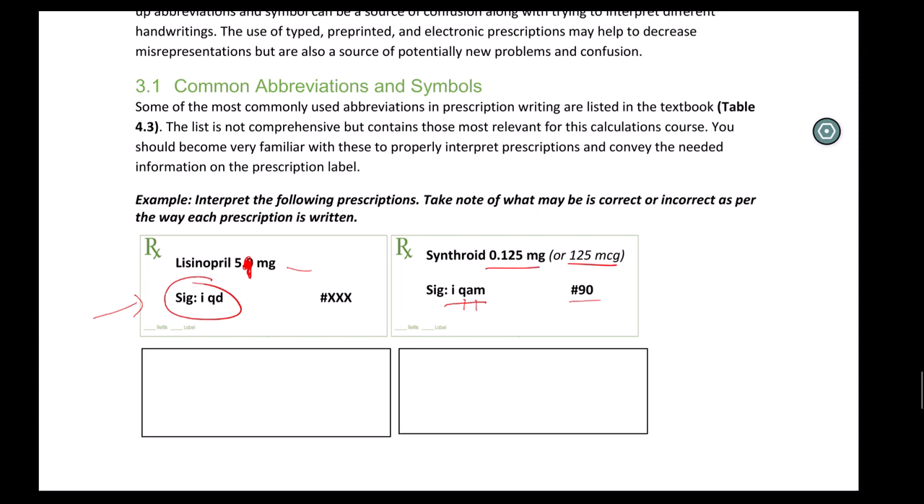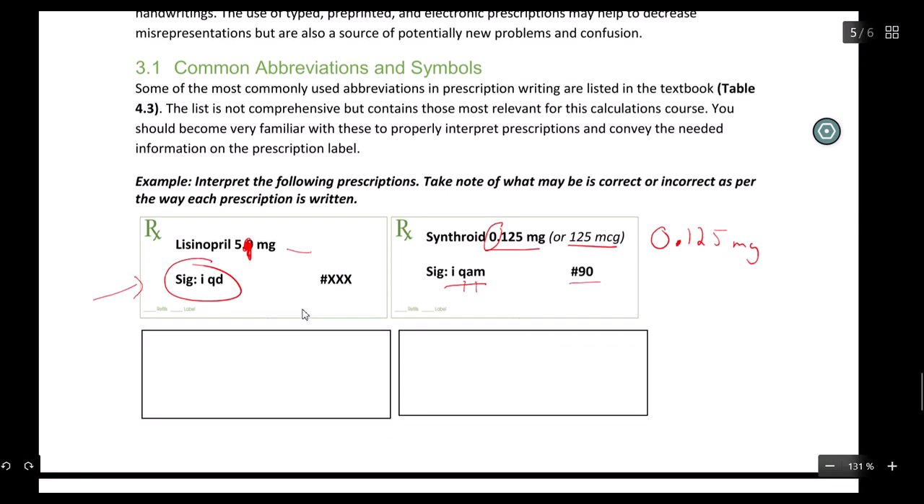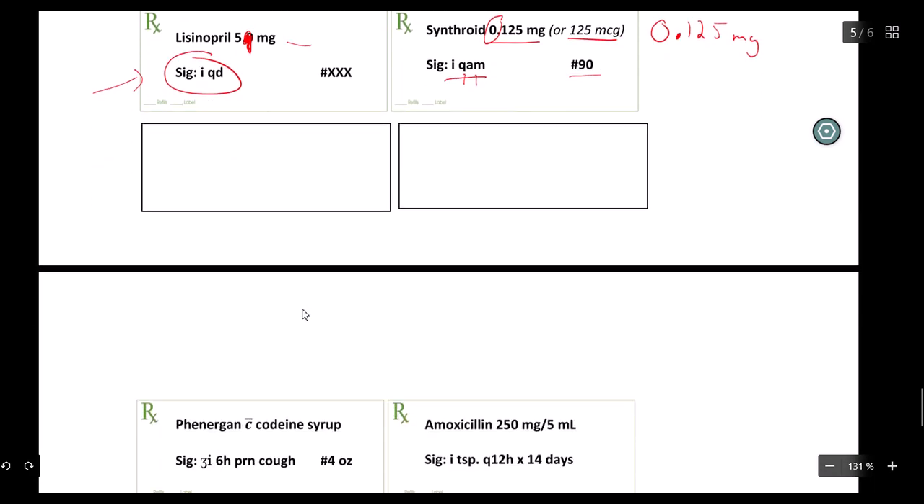Right? So that leading 0 in front of here is very good. You would not want to ever do this, .125 milligrams. That can be mistaken as 125 milligrams without somebody seeing the decimal point. So in pharmacy, it is very important that we put a 0 in front of that to indicate that there is a decimal point. So there is no misinterpretation that that is being 125 milligrams.